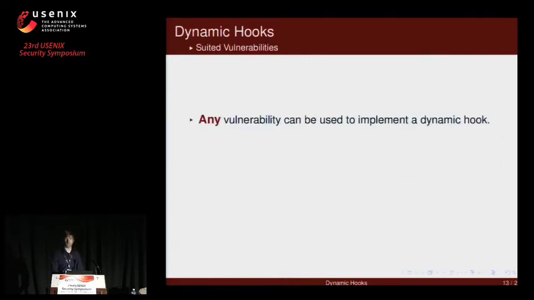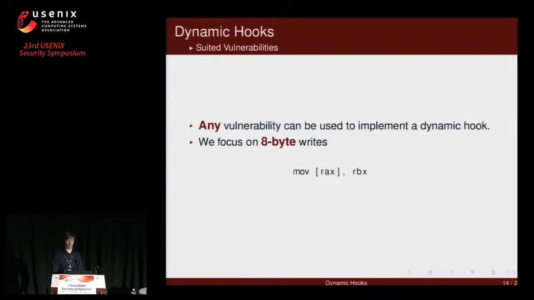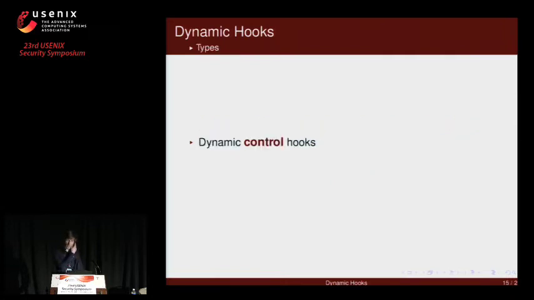In principle, any vulnerability can be used to implement a dynamic hook. In the paper, however, we primarily focus on 8-byte writes since we target 64-bit systems. And an 8-byte write on the assembly level is essentially just a move instruction that moves a value stored in one register to the location pointed to by another register. So in this case, we move the value stored in RBX into the location pointed to by RAX. In general, there exist two types of dynamic hooks.